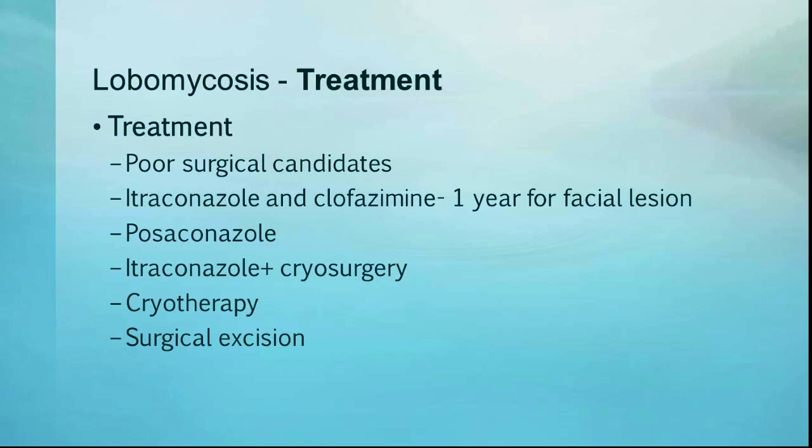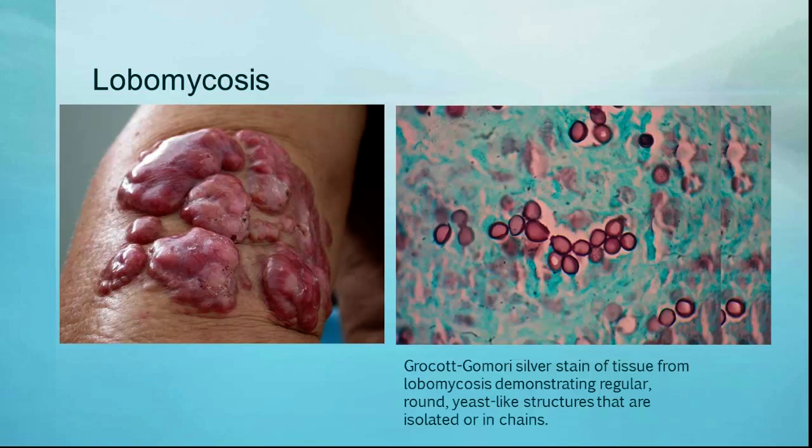You can try itraconazole and clofazimine, and they recommend about a year of treatment with that if they have it on the face. You can do cryotherapy and try surgical excision. So that's how the lesion looks with lobomycosis. It almost resembles a keloid. And if you take a skin biopsy, there are yeast-like structures in chains, basically.